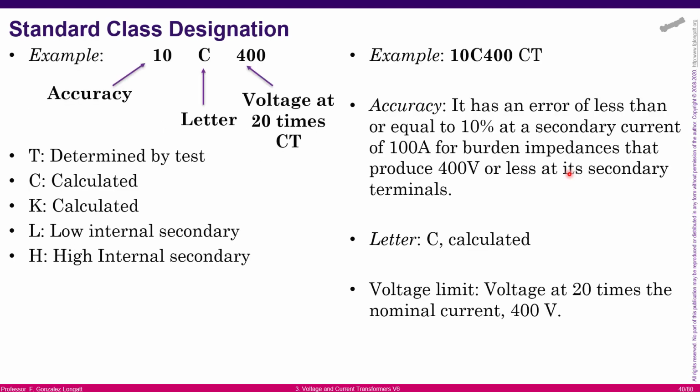Here there is a better example. For instance, the class designation is 10C400. In this case, the first two digits represent the accuracy. We are saying that there is an error with the upper limit of 10%. C, because this performance is calculated, and 400 represents that there are 400 volts when the secondary current is 20 times the nominal. In this case it could be 100 amps.